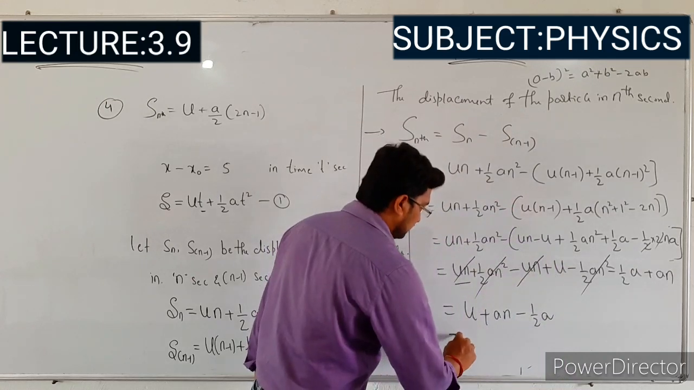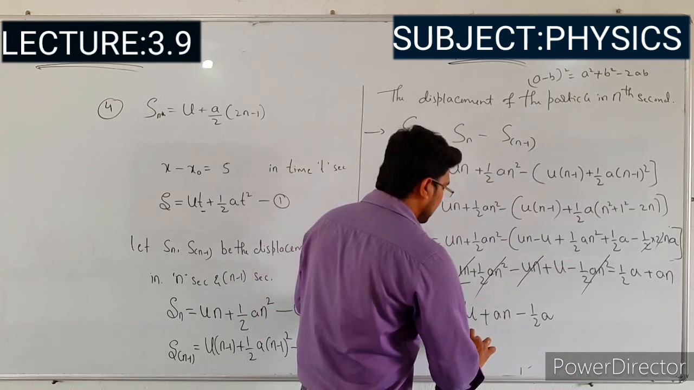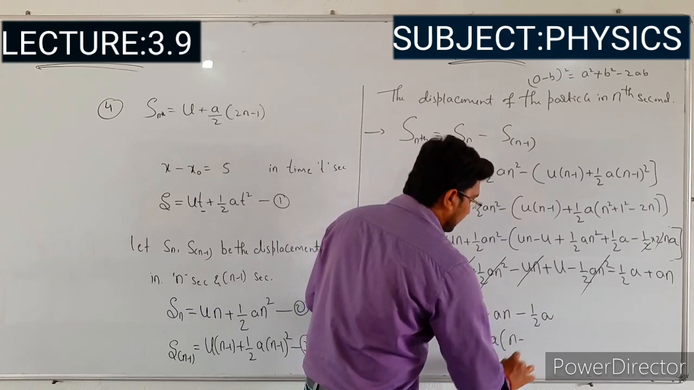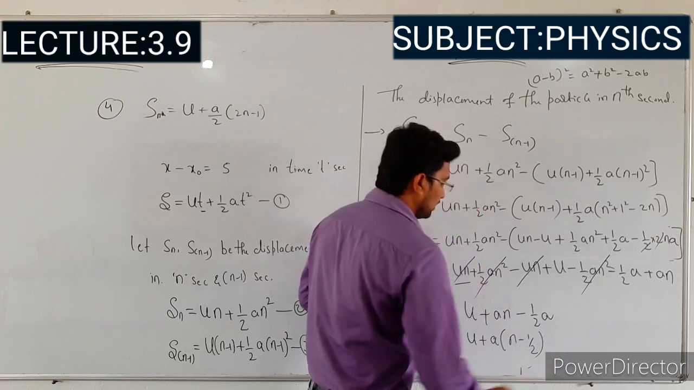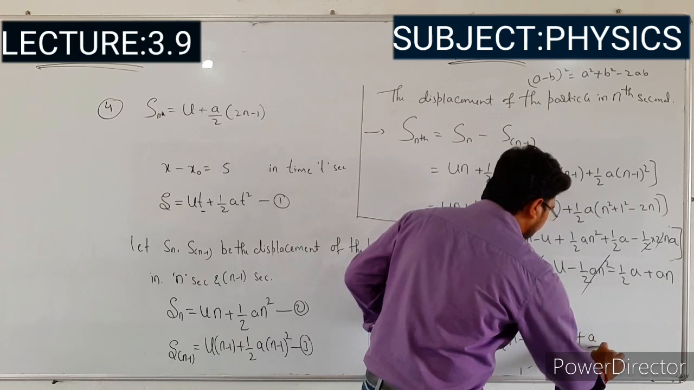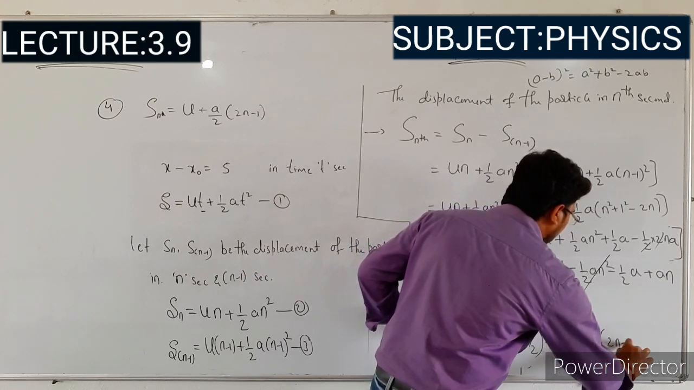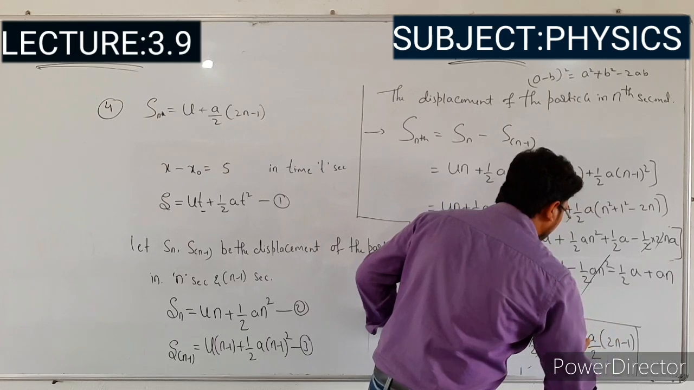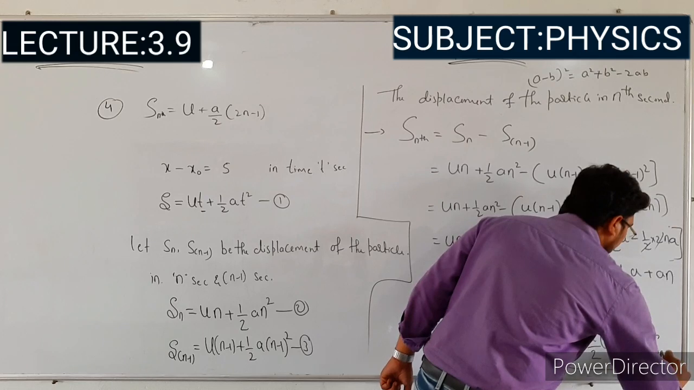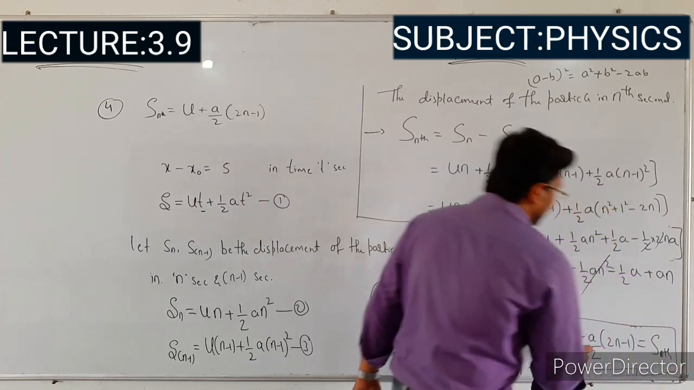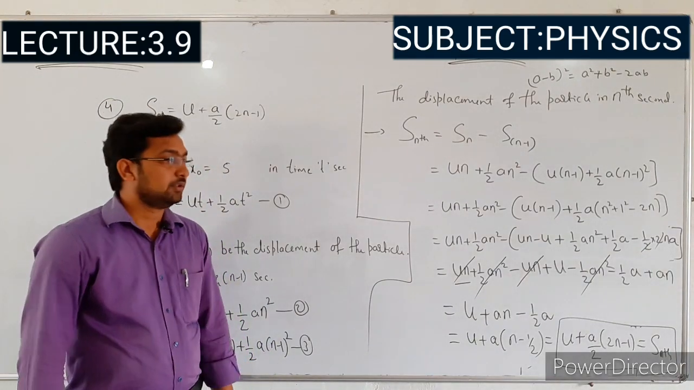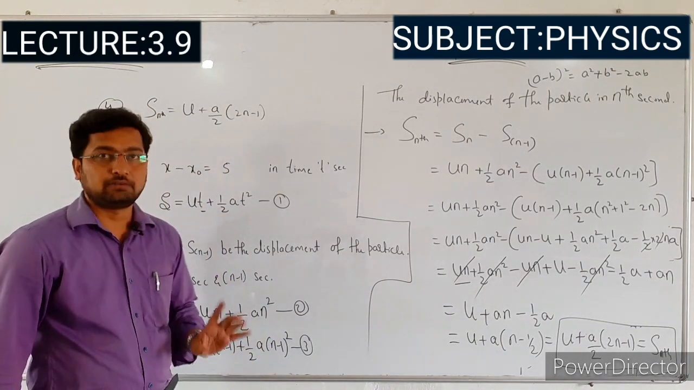Right. The next one. So take a common here, then it becomes a, u plus a bracket of n minus 1 by 2, or this is equal to u plus a divided by 2 bracket of 2n minus 1. So this is the final relation. The displacement of the particle in the nth second is equal to u plus a by 2 bracket of 2n minus 1. Right? Okay. So it is very important for 5 marks.